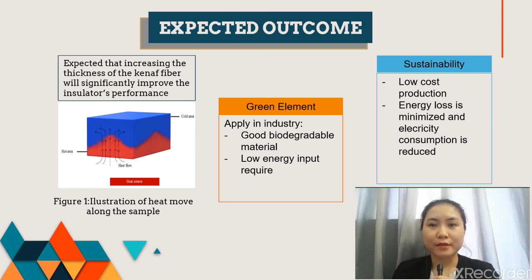For sustainability purpose, kernel fiber is an alternative to current heat and fire insulators because it has a low cost of production and is a renewable resource that can be easily obtained due to its shorter cultivation life cycle and ability to grow in a variety of soil types, particularly in Malaysia. Then, using a good thermal insulation material reduces cost because energy loss is minimized and electricity consumption is reduced.